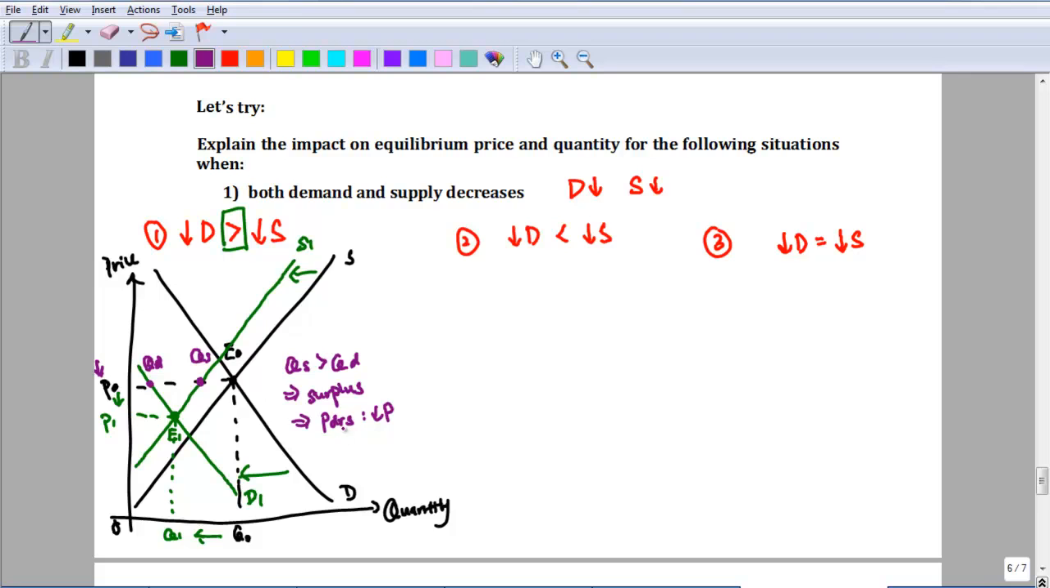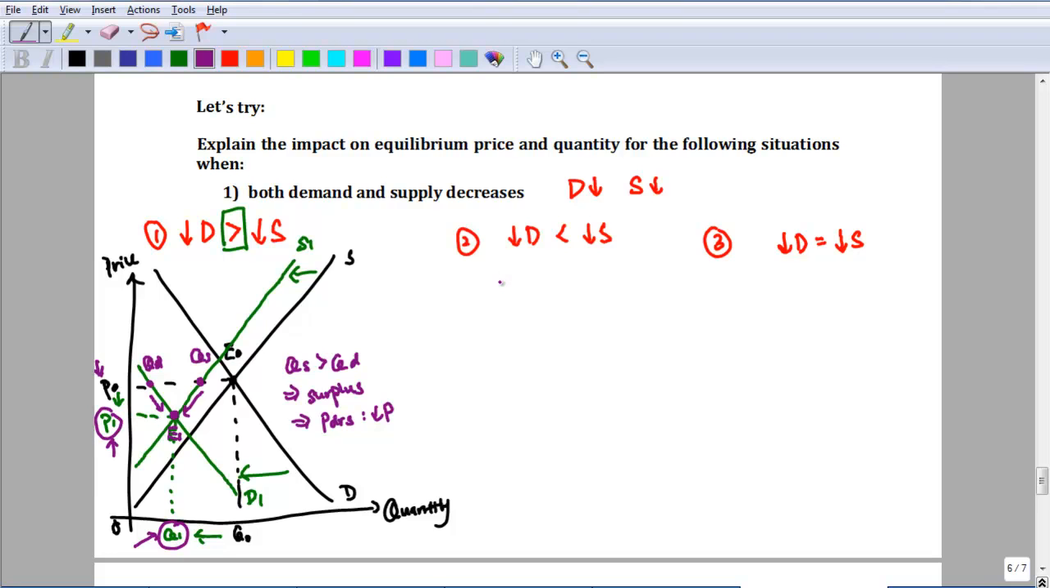When they react by reducing the price, it will cause a downward pressure on the price, and when your price starts to go down, quantity demanded will increase. So it's a movement down along your demand curve. Quantity supplied will decrease, so it's a movement downwards along your supply curve, until the market reaches this new market equilibrium point E1, because at this point your quantity demanded will be equal to your quantity supplied. So therefore the market clears. And therefore your equilibrium quantity will be Q1, equilibrium price will be P1.